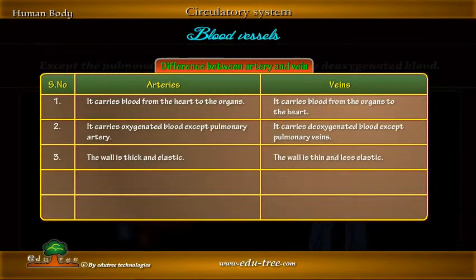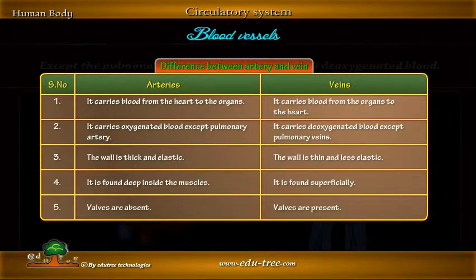Arteries: the wall is thick and elastic. Veins: the wall is thin and less elastic. Arteries are found deep inside the muscles. Veins are found superficially. In arteries, valves are absent. In veins, valves are present.